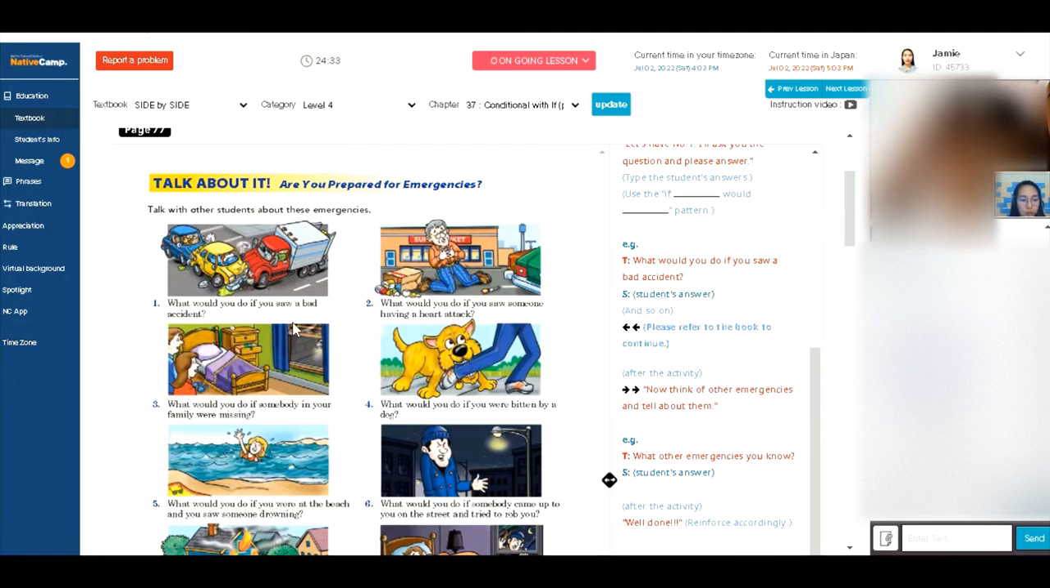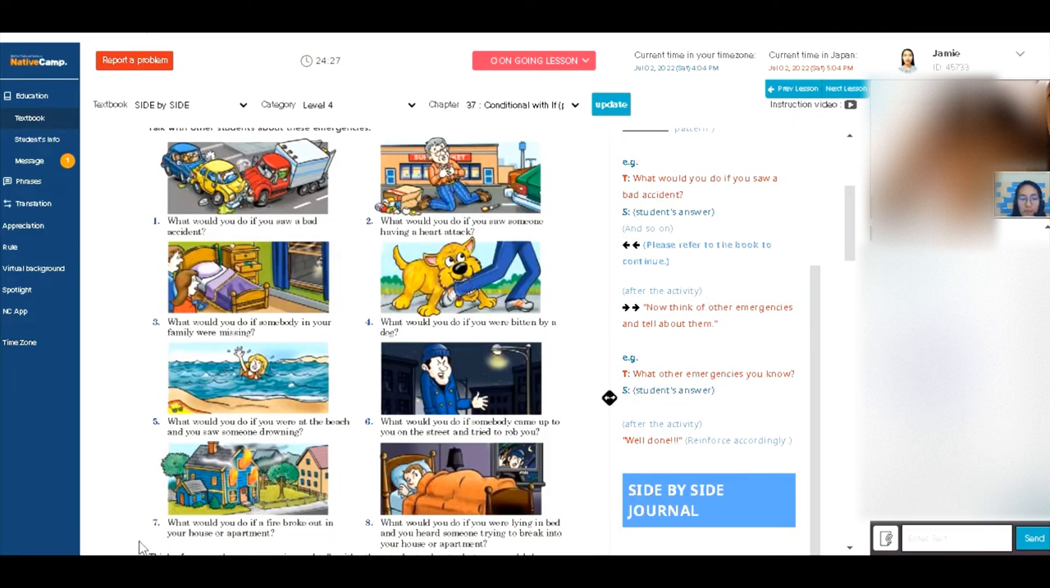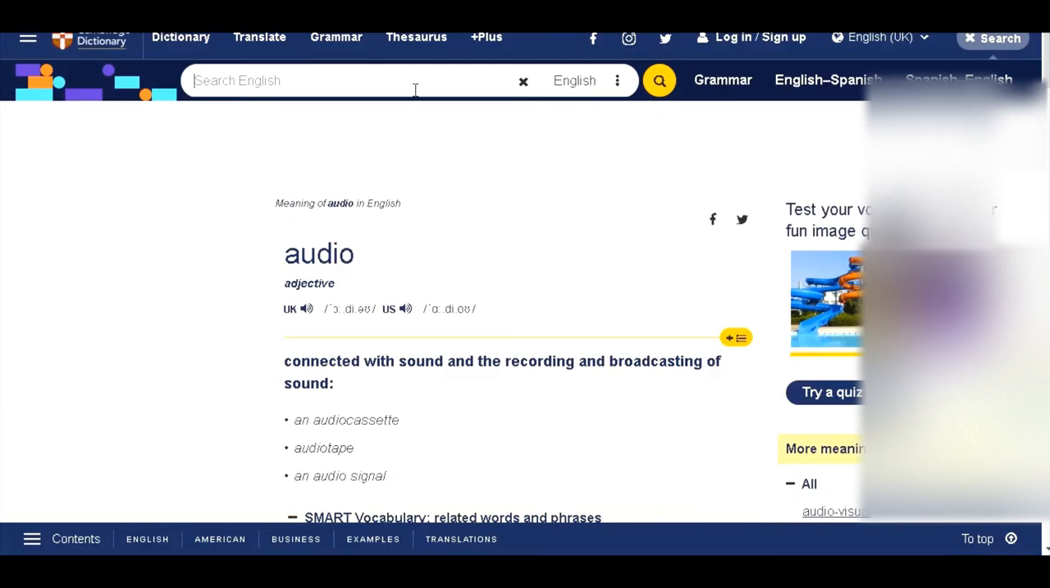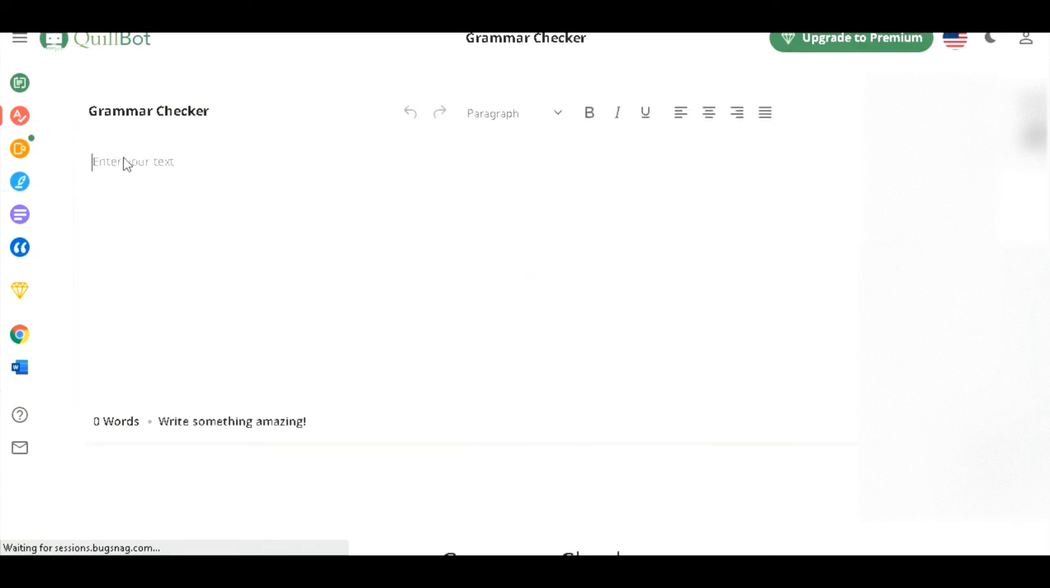What would you do if you saw a bad accident? Bad accident? Yes. What would you do? I saw a crash of car.